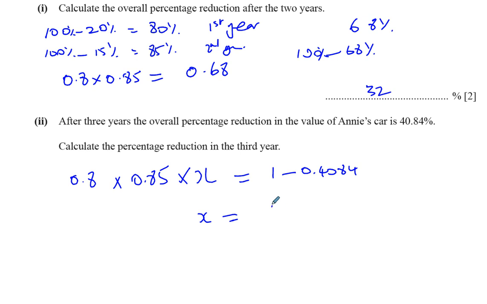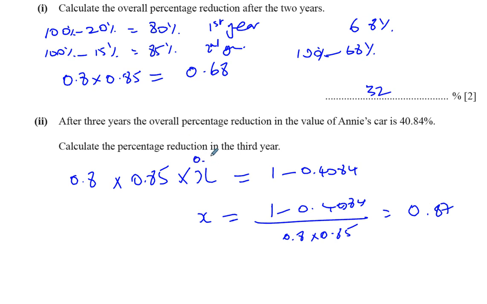That gives me 0.87. So what did I do? I did 1 minus 0.4084, and I divided that by 0.8 times 0.85, and that gave me 0.87. That's basically how much it was in this third year. It's times 0.87. It's 87% of what it was at the end of the second year.